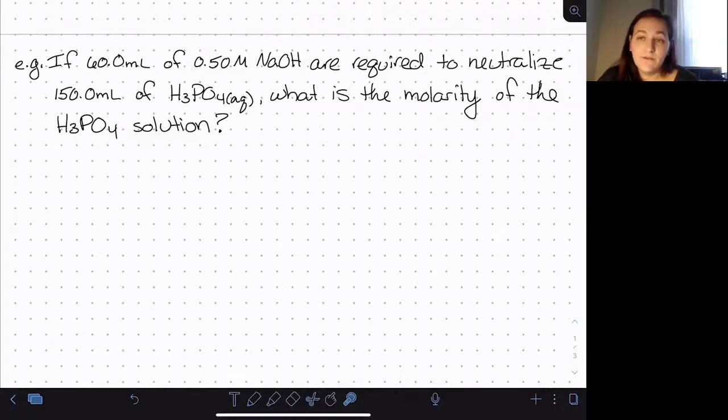Remember that you need to write a balanced neutralization reaction first. And each hydroxide needs an H+ to go with it. So in this example, we have 3 acidic hydrogens. So each of those acidic hydrogens is going to need an OH- in order to neutralize it. So think about how that's going to affect your balancing.